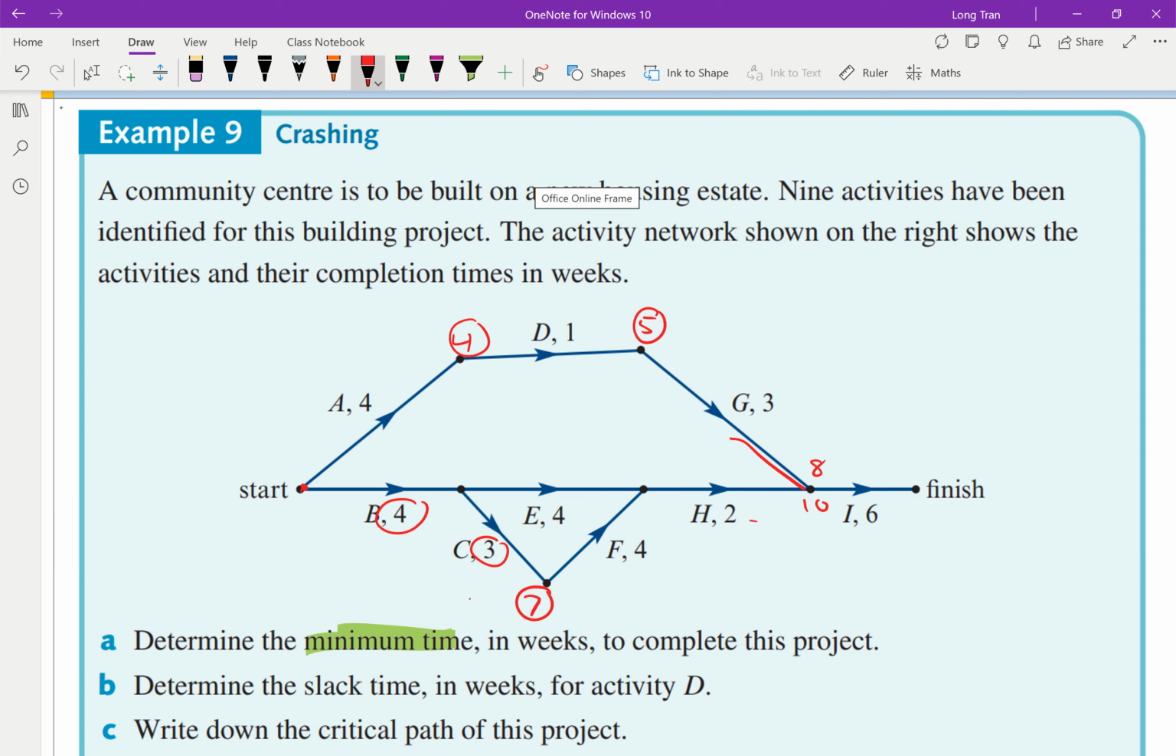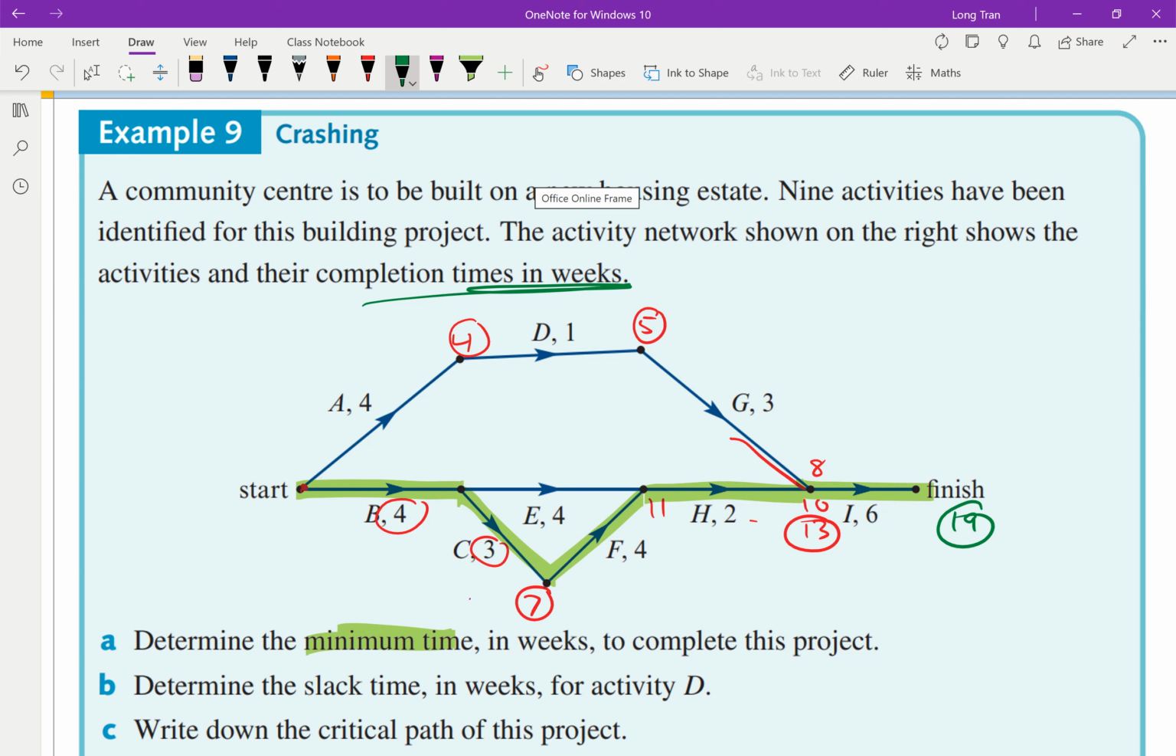7 plus 4 is 11. 11 plus 2 is 13. So I can see 13 is the time that I have to account for. And then out of them all, clearly, 4, 7, 11, 13, 13 plus 6 gives me 19. And remember they said here, these are in weeks. So that means my critical pathway I've identified, this is the longest time required.